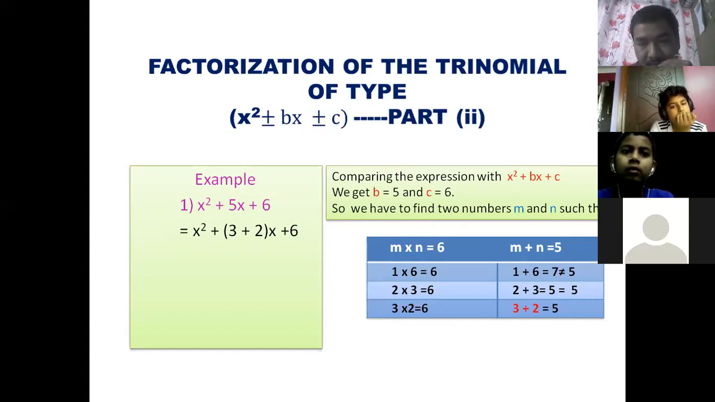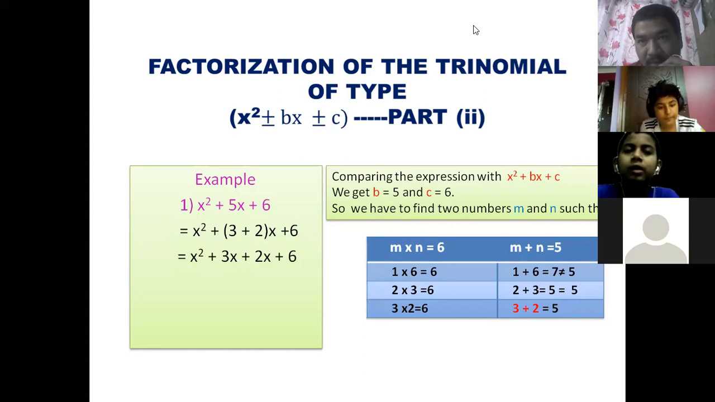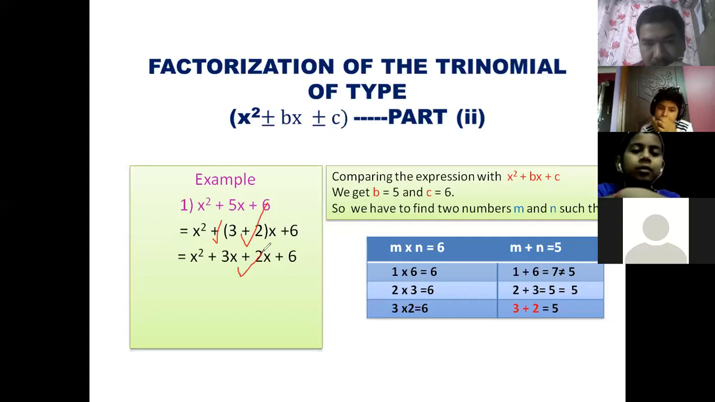Okay, children? And when you remove the bracket, it will be what? 3 into x, 3x, and plus into plus. When you remove the bracket, please don't forget to multiply this sign and this sign. Plus into plus, it will be plus here.